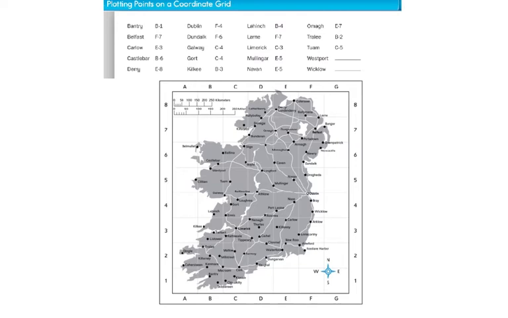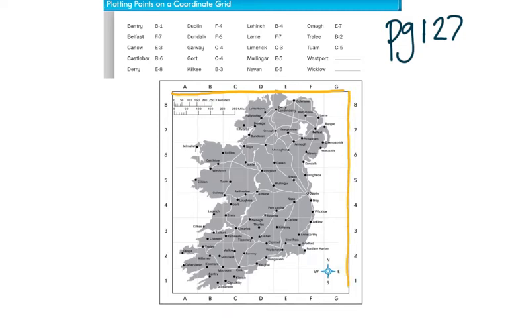On journal page 127, so turn to journal page 127, it says locating cities on a map of Ireland. Here you'll see a list of different city names in Ireland. They're all alphabetical, and it will tell you a letter and a number that will help you locate the city on the map. So if you look at the map, it has letters across the top and numbers going from the top to the bottom.